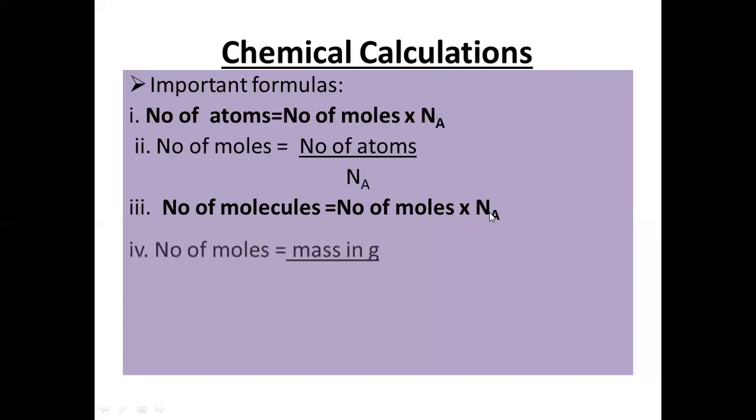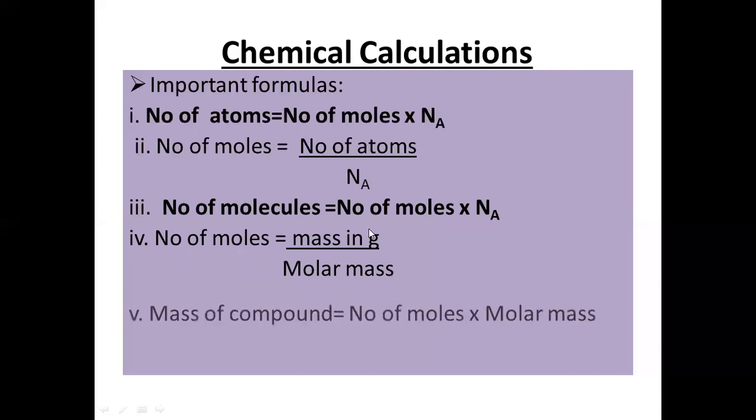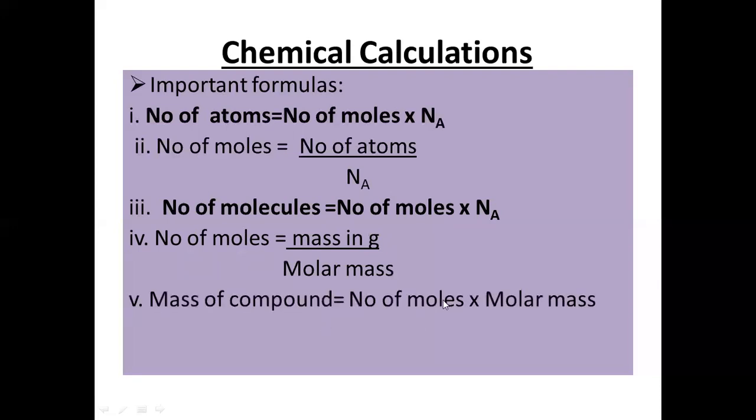If suppose in a question grams or mass is given and they ask about the number of moles, then we have to use this formula. Number of moles equal to mass in grams over molar mass. If in any question number of moles are given and they ask about to find out the mass of that compound, then you have to use the formula mass of compound is equal to number of moles into molar mass.